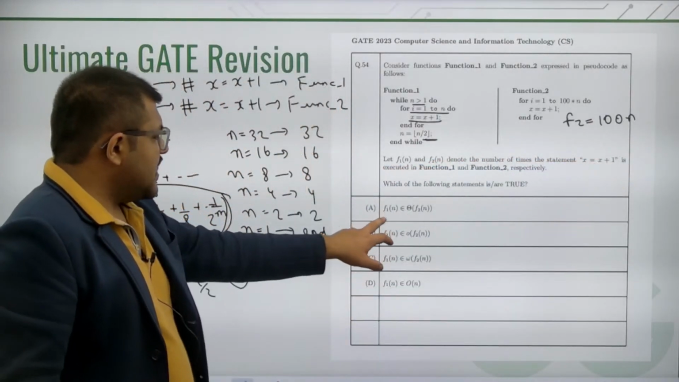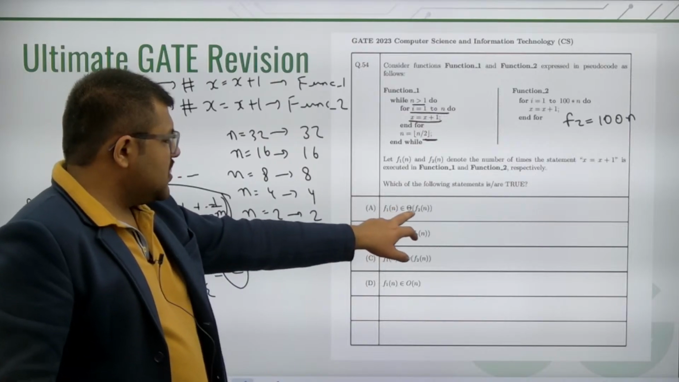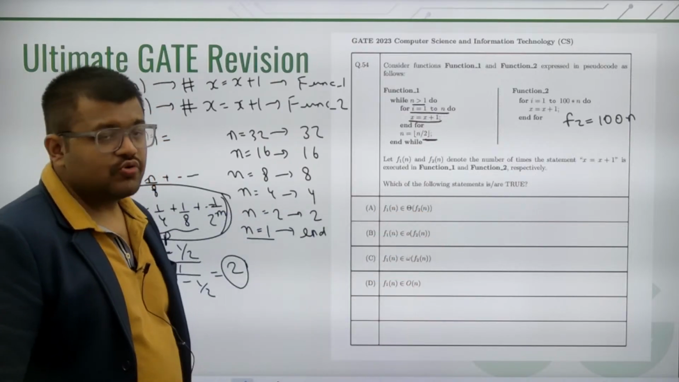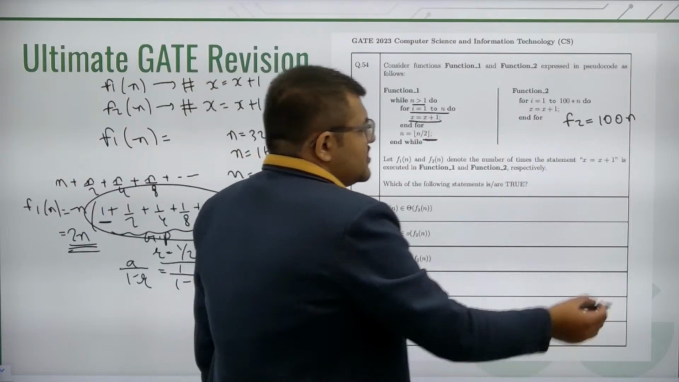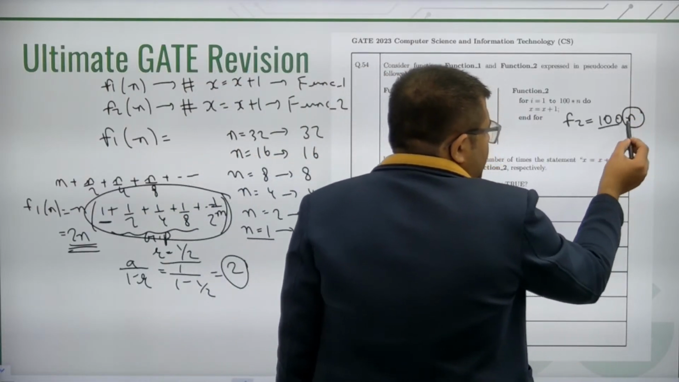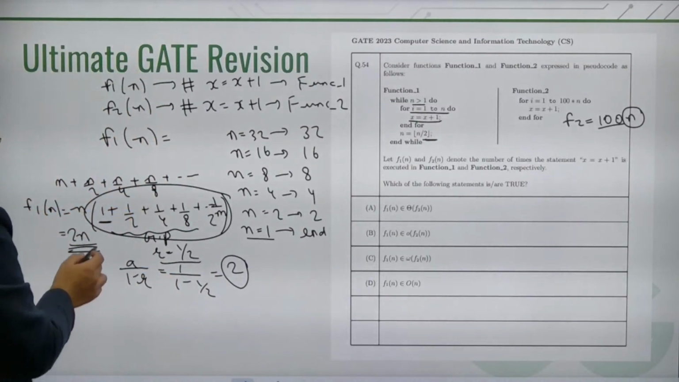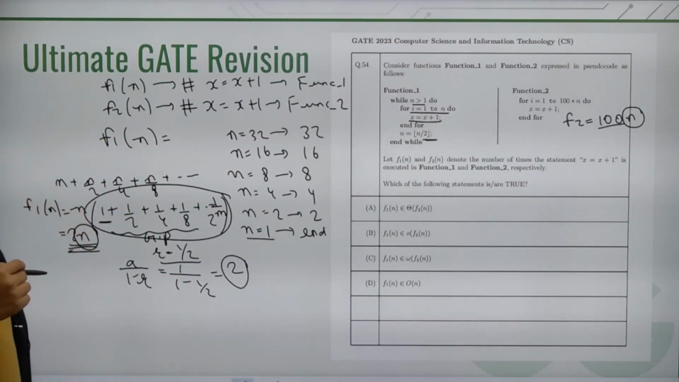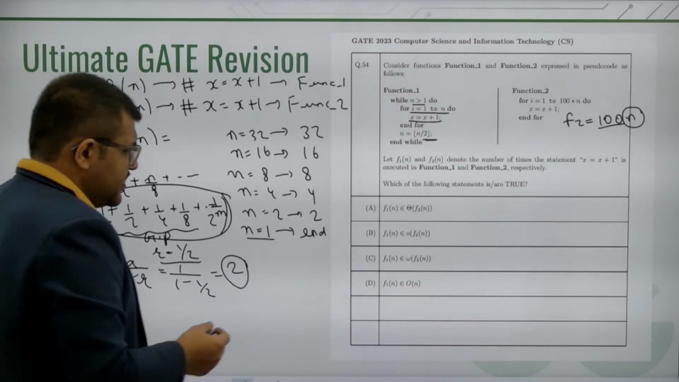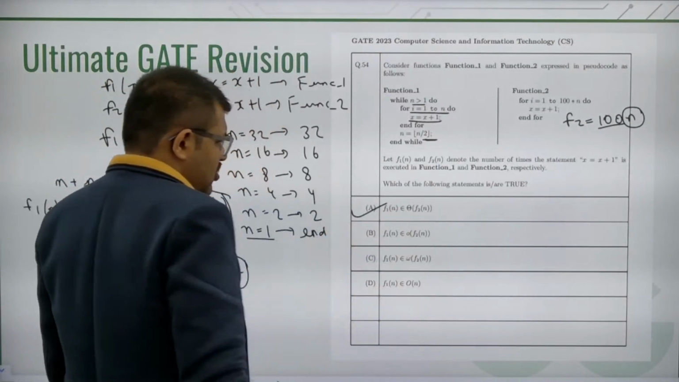First statement is f1 of n belongs to theta of f2 of n. This statement is true. Why? Because this is increasing with respect to n. 100 is constant. In asymptotic notation we do not consider constants. This is also increasing with respect to n, right? 2 is constant, so I say f1 belongs to big theta of f2 of n.